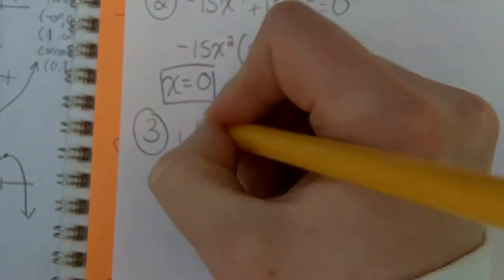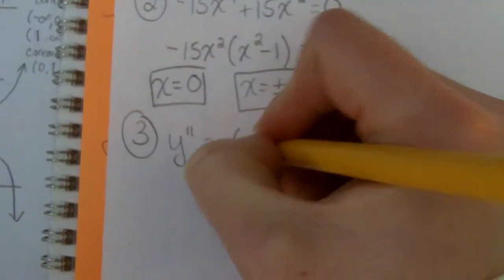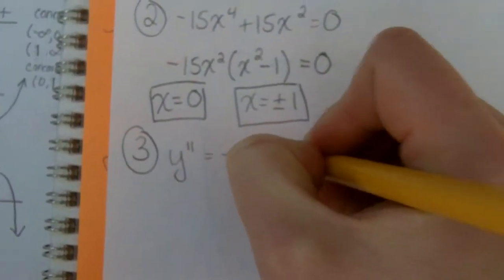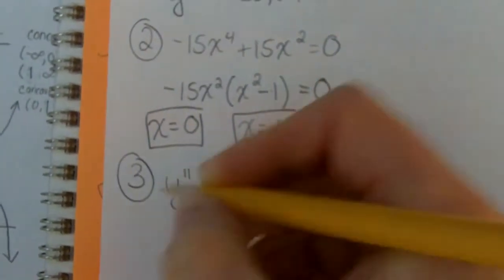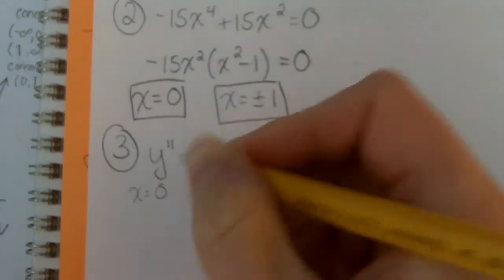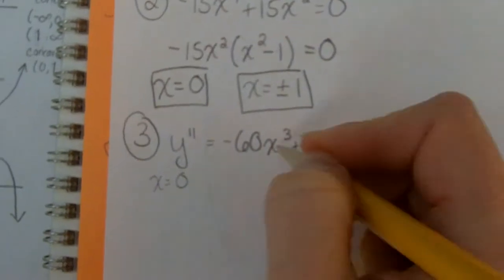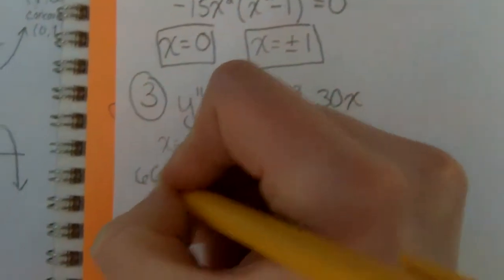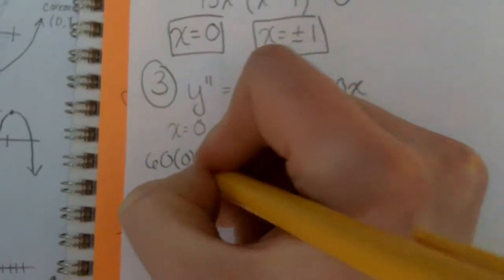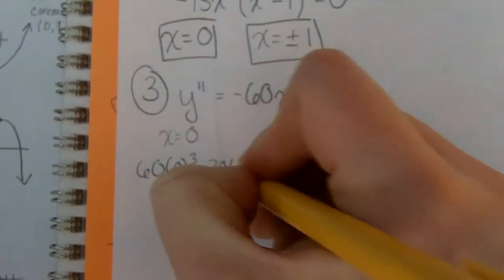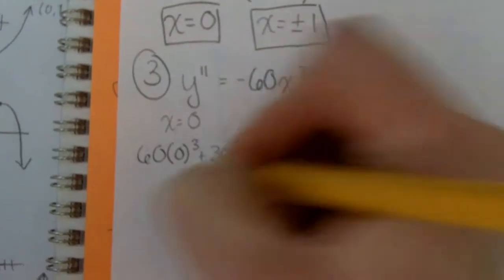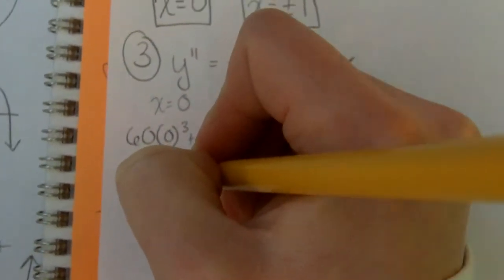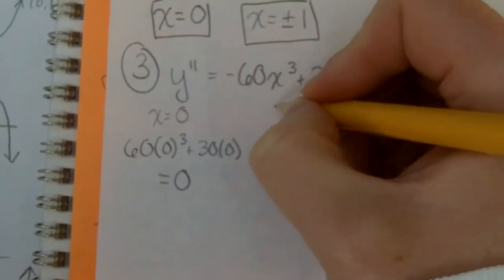Again, just a reminder, your second derivative is negative 60x to the third plus 30x. So if I plug in 0, as we can just see quickly, I end up with negative 60 times 0 to the third plus 30 times 0. And that's going to equal 0. So again, that's not a max or min. It's probably going to be a point of inflection, but we'll deal with that later.